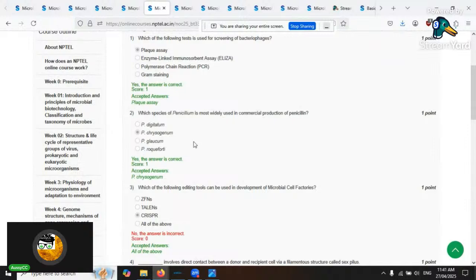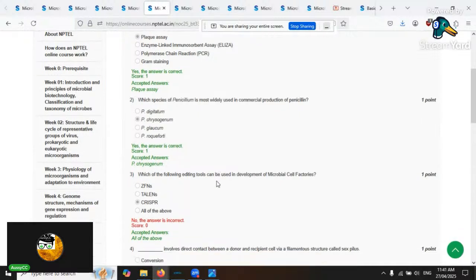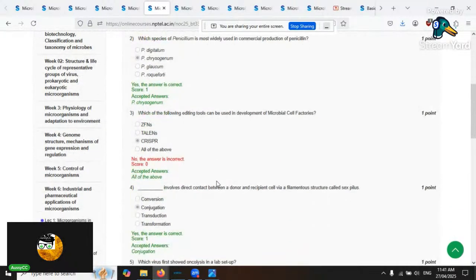Which of the following tests is used to screen bacteriophages? The plaque assay. Which species of penicillium is most widely used for commercial production? It's Penicillium chrysogenum. Which of the following editing tools can be used to develop a microbial cell factory? It's all of the above. Something involves direct contact between donor and recipient cell via a filamentous structure called sex pilus. Conjugation.